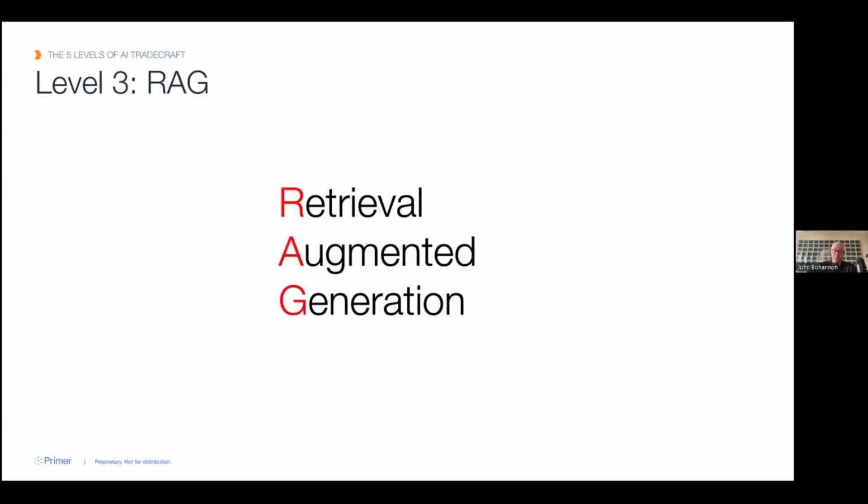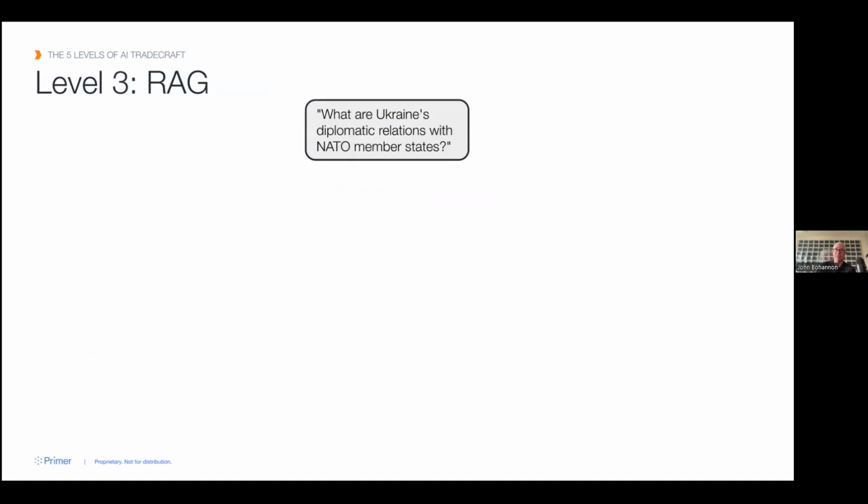Okay, on to the next level. Now we're getting to large language models. So first of all, I just need to make sure that you understand what the words mean, because it's so easy to get kind of lost in technical terminology. But it's a very straightforward concept. Retrieval augmented generation, RAG, is how you help someone with, again, that traditional problem of finding information. So if the task is, what are Ukraine's diplomatic relations with NATO member states?